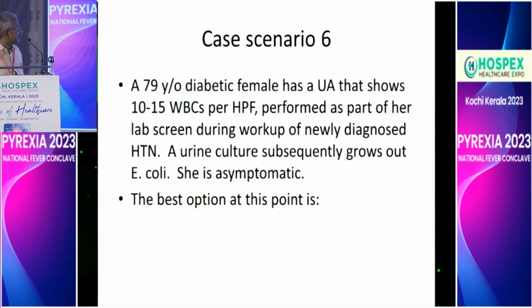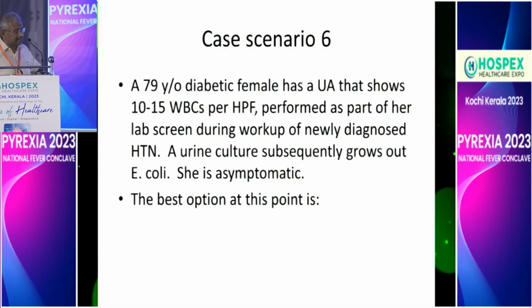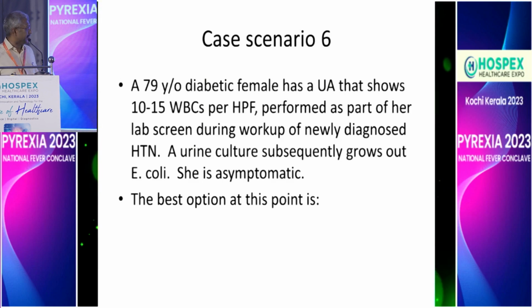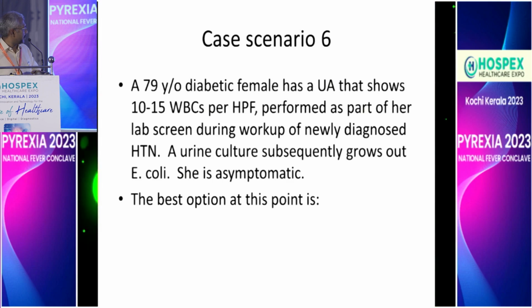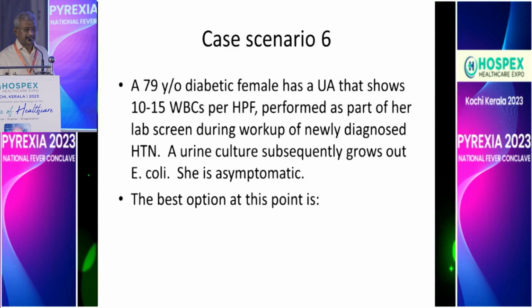Okay, now I'll just go to the next scenario. This is a 79-year-old elderly diabetic female who has a urine analysis that shows 10 to 15 WBCs per high power field, performed as part of a lab screen during the workup for a newly diagnosed hypertension. She's absolutely normal, no fever. Just check her urine culture.